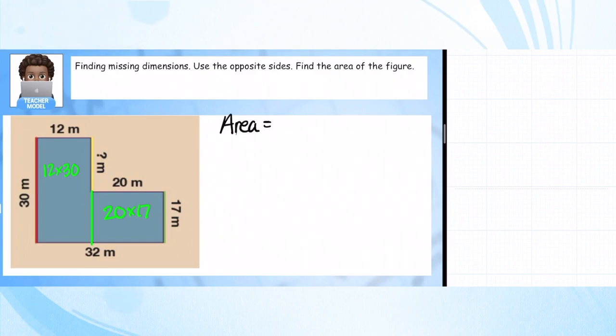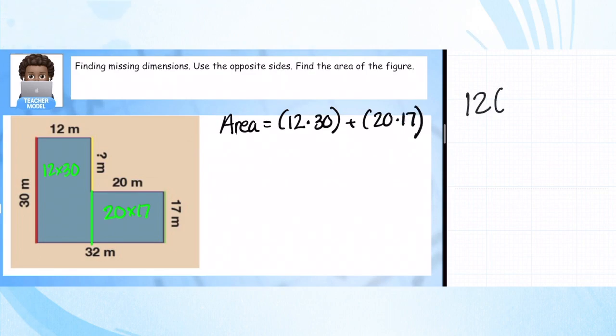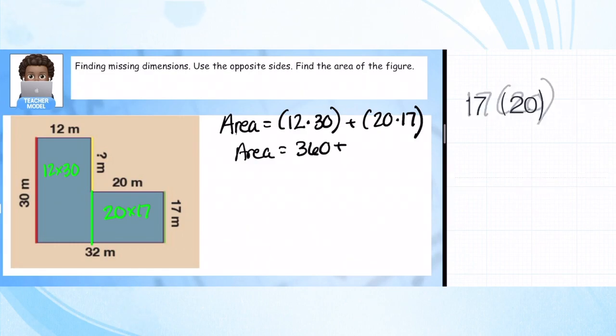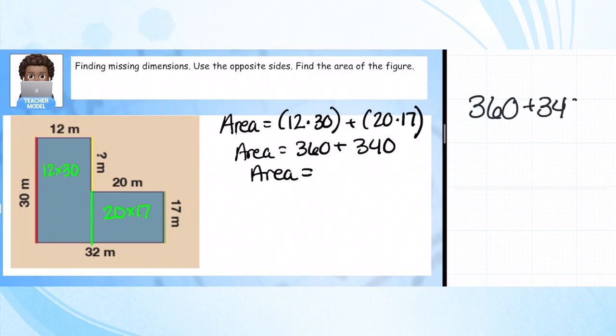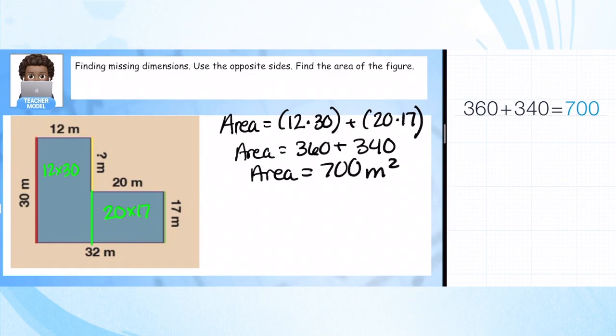So area is equal to 12 times 30 plus 20 times 17. So let's simplify these. My first one is 360. And my second one, 17 times 20, is 340. And when you add those together, you're going to get 700. But I'll double check my work. I don't want to make careless mistakes. So 700 meters squared. Hit pause and jot this down.